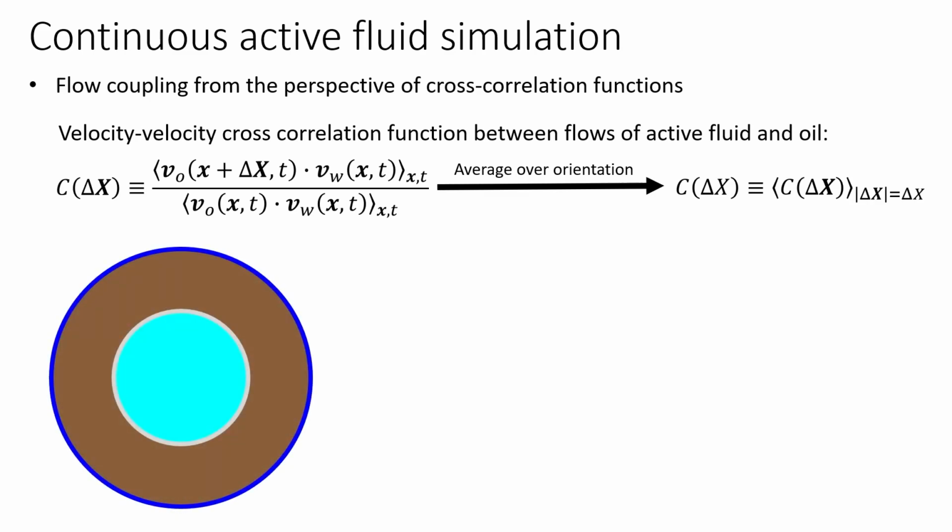In other words, in our active droplet system, consider an active fluid element flowing near the water-oil interface and an oil element flowing in the oil bulk. We ask how their flow velocities are correlated based on their separation.